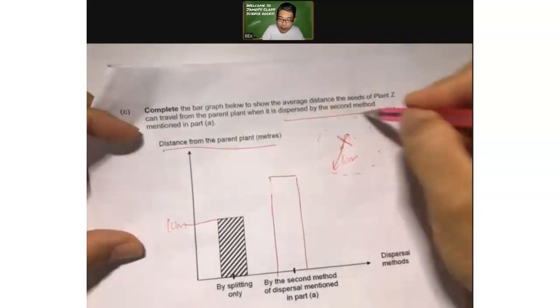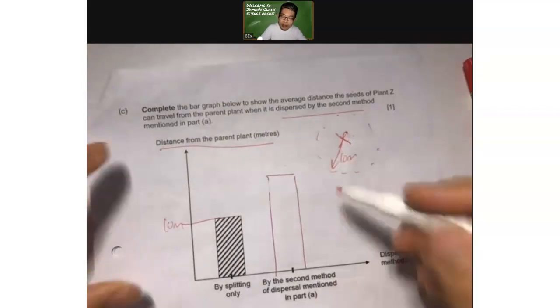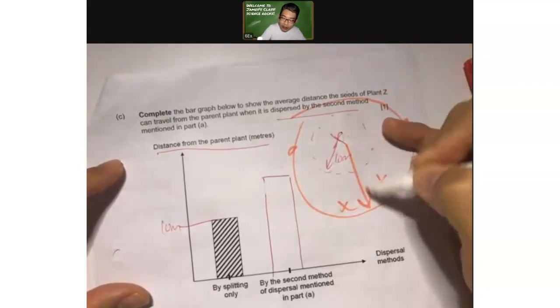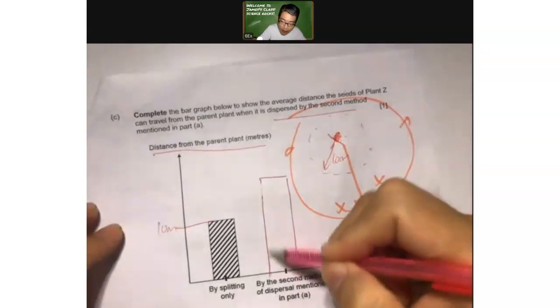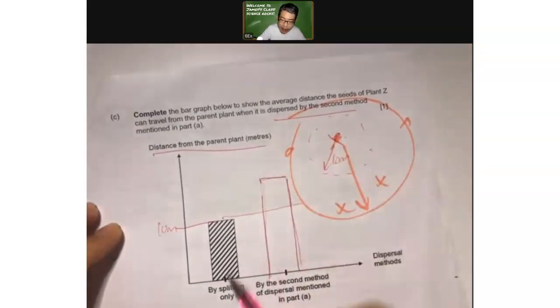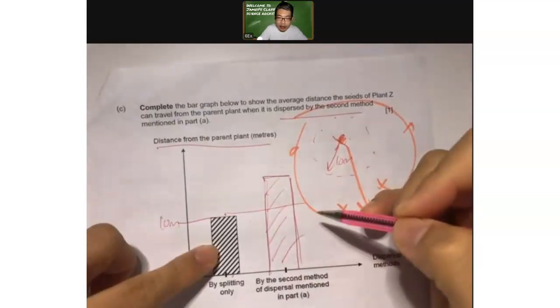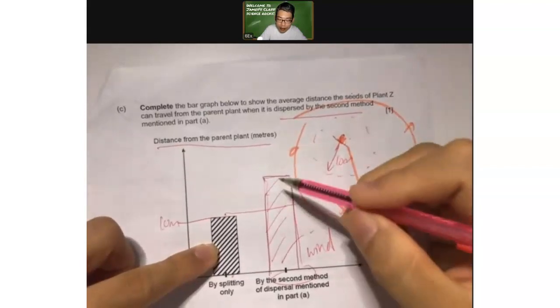But if it's by wind, and wind can carry further away, it should be further away. Say here, for example, further away from the parent plant. And therefore, the graph here should be higher than the one by splitting. So I expect to see a bar graph that's higher than this bar graph, by the second method, which is by wind. If you forget to draw this, of course, you get no marks for this.